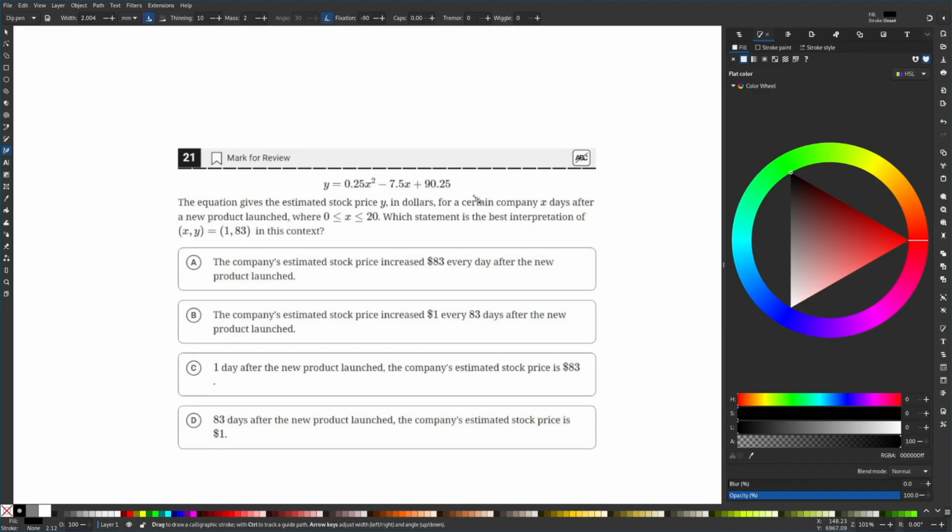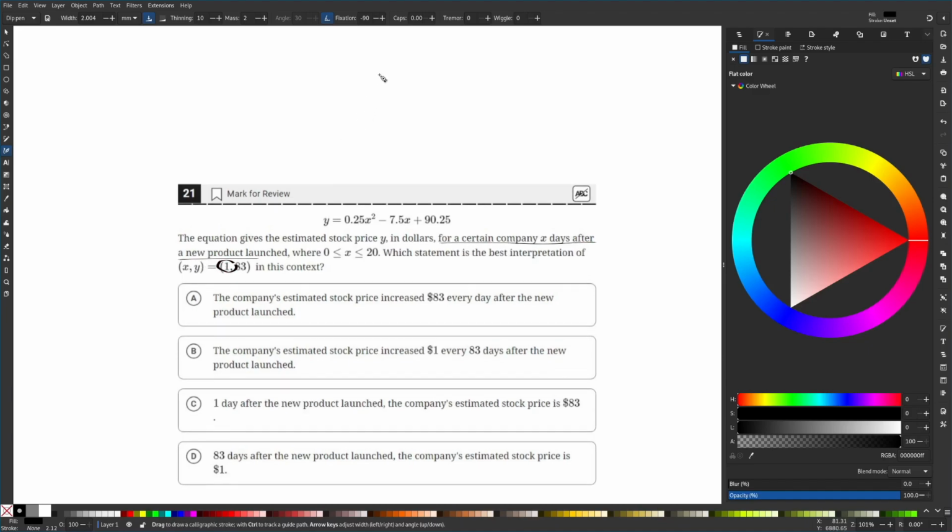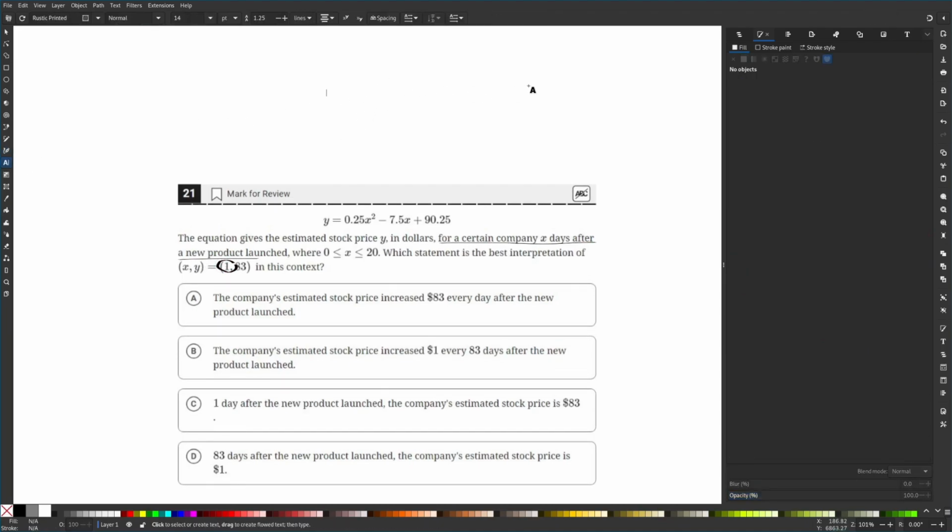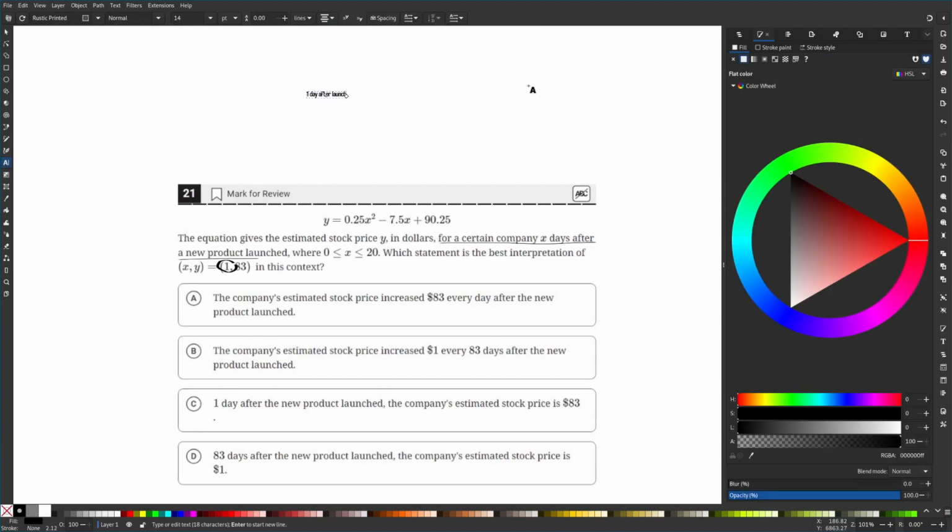The equation gives an estimated stock price y in dollars for a certain company x days after a new product is launched, where 0 is less than or equal to x, which is less than or equal to 20. Which statement is the best interpretation of (x, y) = (1, 83) in this context? Okay, let's go back a few words and see what x means. For a certain company, x days after a new product is launched. So if x is 1, it means 1 day after the product is launched. Just write it down here. 1 day after launch.